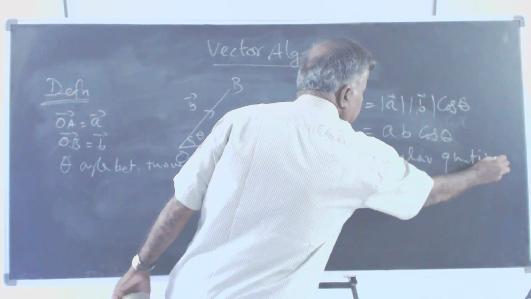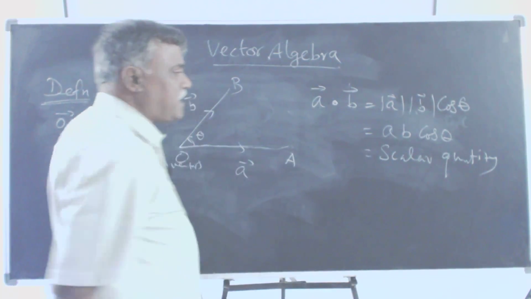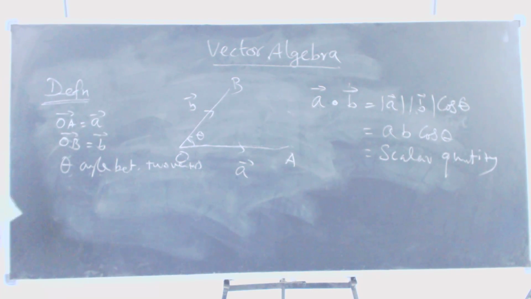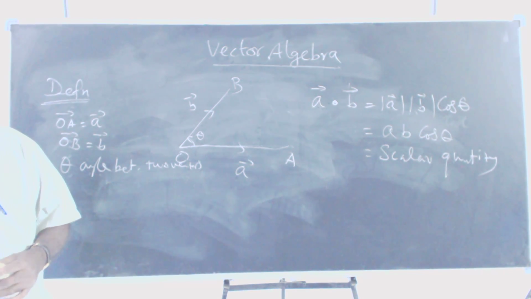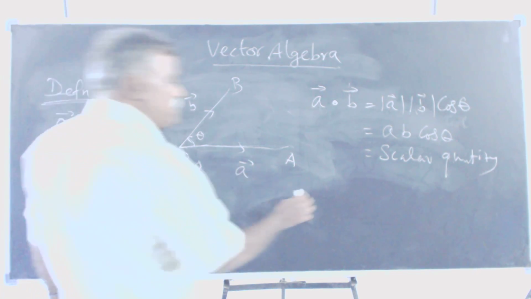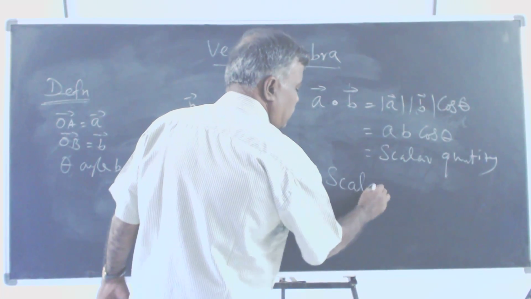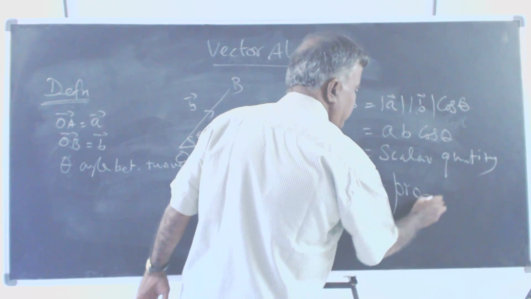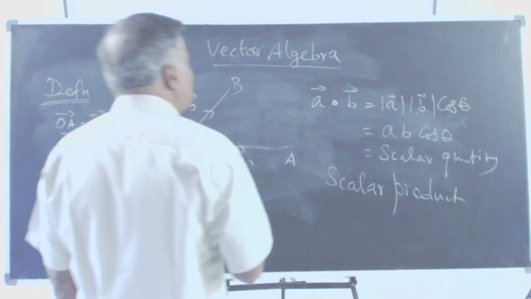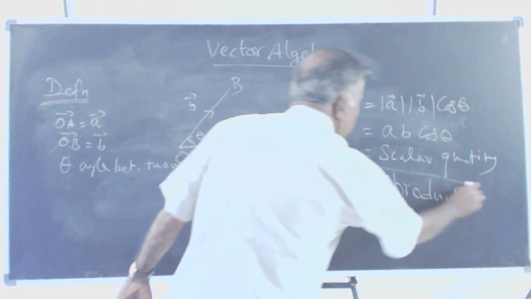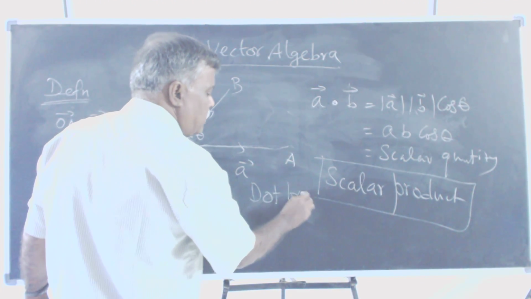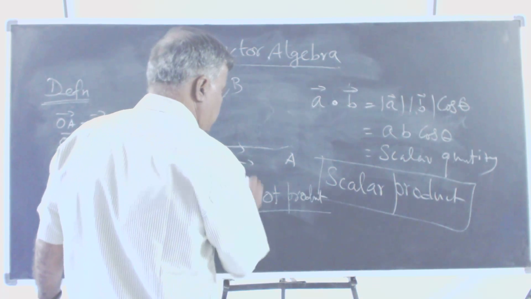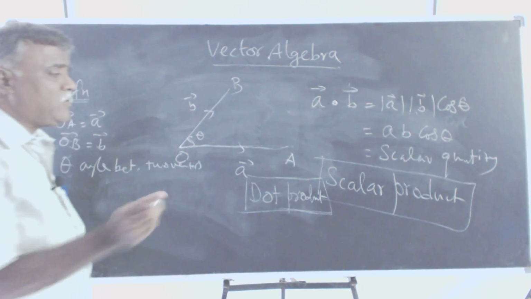அப்போ என்ன சொல்லுதுன்னா டாட் ப்ராடக்ட் ரிசல்ட் வந்து ஸ்கேலார் குவான்டிட்டி. So other name for dot product is scalar product. Scalar product. So dot product, scalar product, both are one and the same.